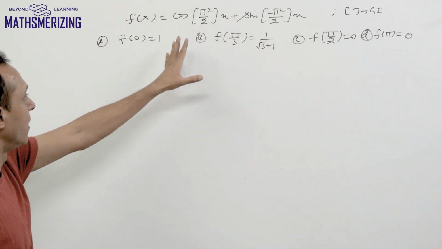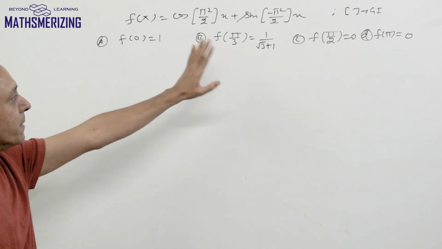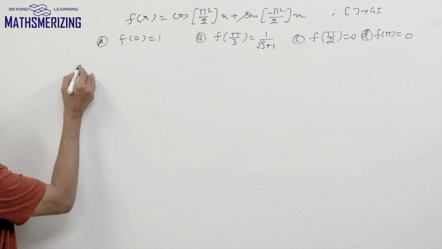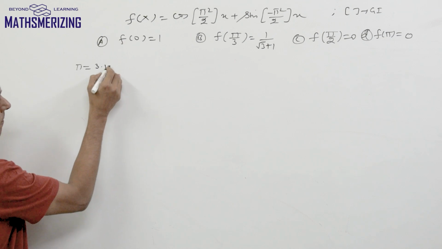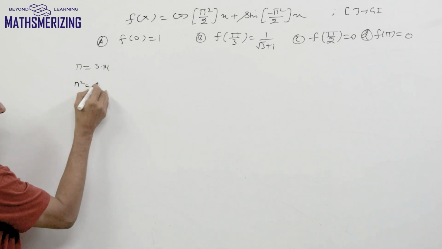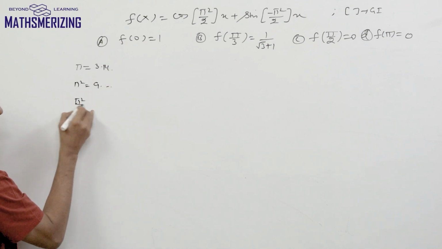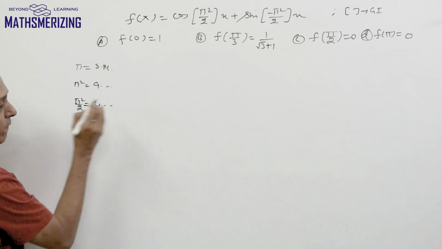So it's a multiple choice, multiple option correct question. So more than one option may be correct. What I know is the value of pi is 3.14. Now pi square is 9 point something. Now pi square by 2 will be 4 point something.